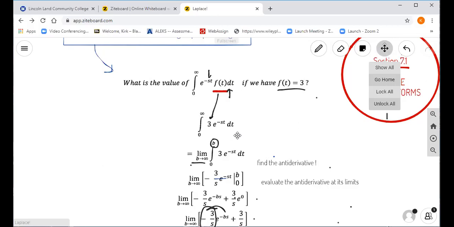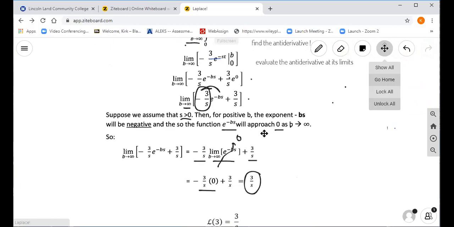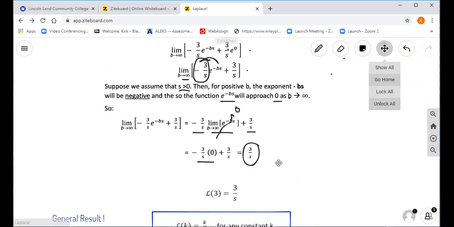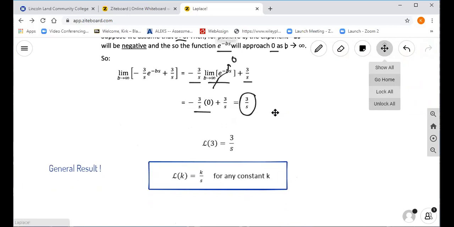It also diverges if s is 0 because we end up integrating a constant function over an infinite region, and that certainly doesn't have finite area. So what have we found? We've found that that improper integral that we started with converged, provided s was greater than 0, to a function of 3 over s.